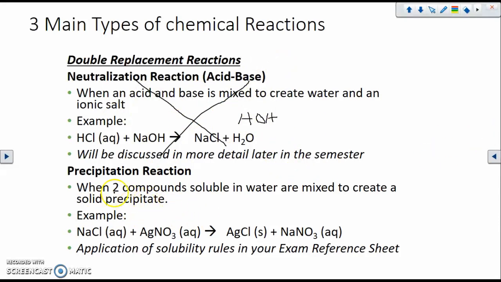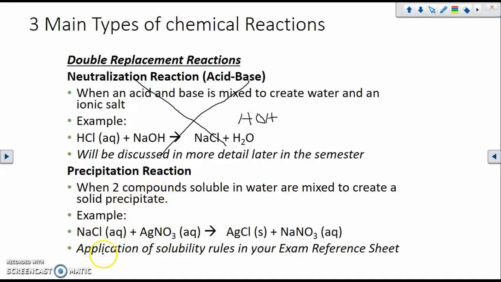The second thing is the precipitation reaction. In precipitation reactions, folks, you have something soluble in water, and you know it's soluble in water by this symbol called aqueous. Aqueous means dissolved in water. And at the end, if you look at this, we actually have something solid in water, and that solid in water is called a precipitate, right?